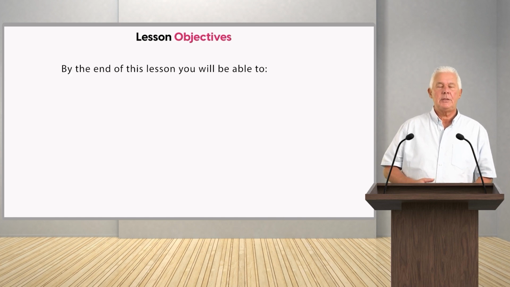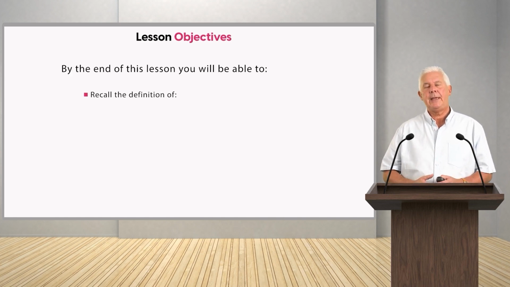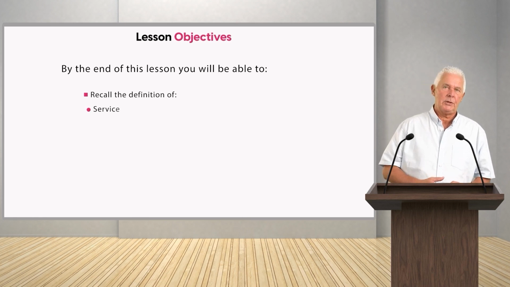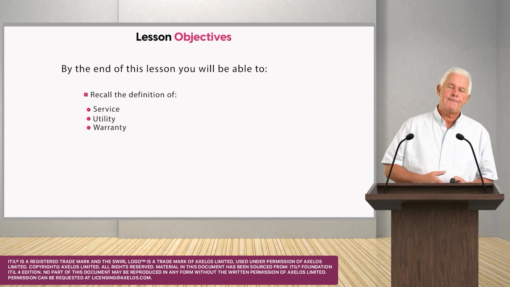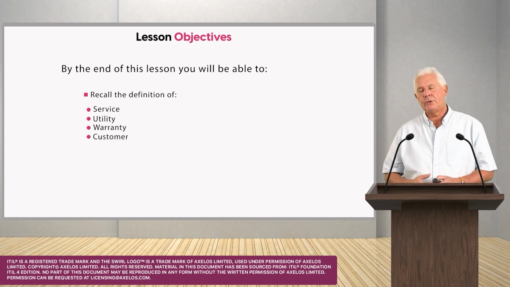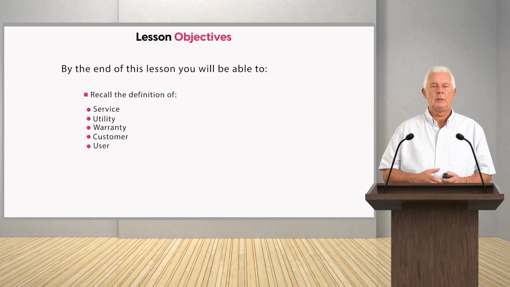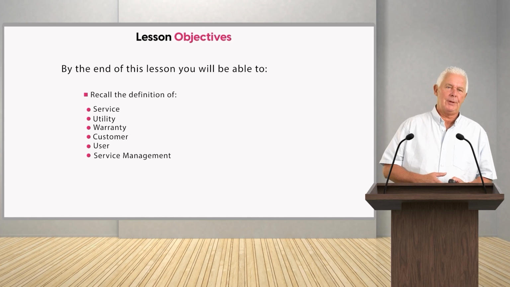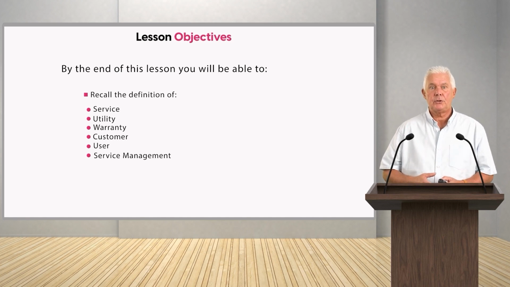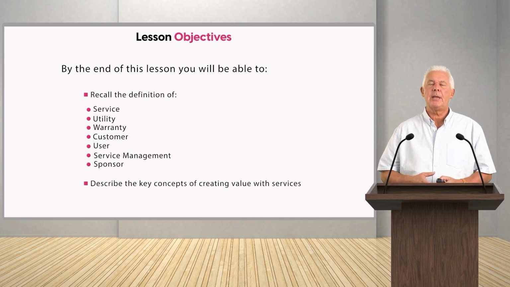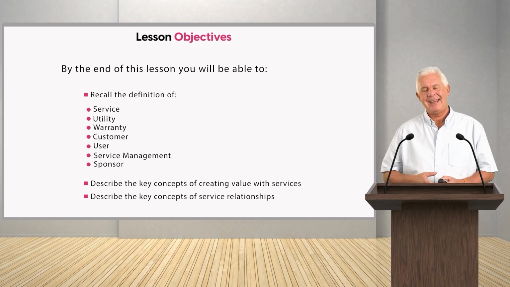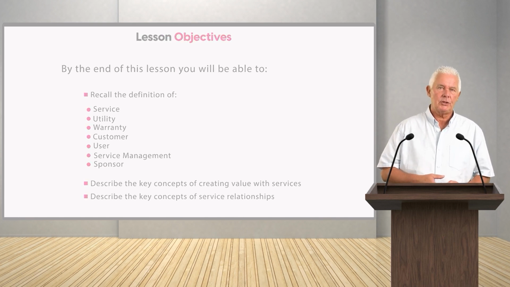At the end of this lesson, you should be able to recall the definition of what is a service. What do we mean by utility and warranty? What is the role of customer, role of user? What is service management actually in terms of organisational capability? What is the role of a sponsor? Later we'll also look at key concepts of creating value through services and describing the key concept of service relationships.